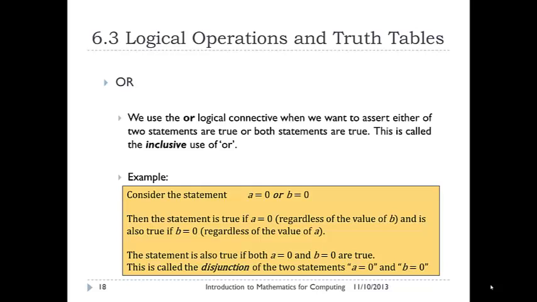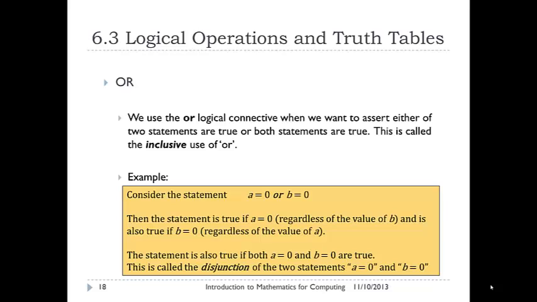So let's consider the following statement: A equals 0 or B equals 0. Well, this statement is true as A is equal to 0, regardless of the value of B. And it's also true if B equals 0, regardless of the value of A. Because we're using the logical operator OR, in order for a compound statement to be true in this case, we only need any one of the base component parts to be true. So the statement is also true if both A equals 0 and B equals 0 are true.